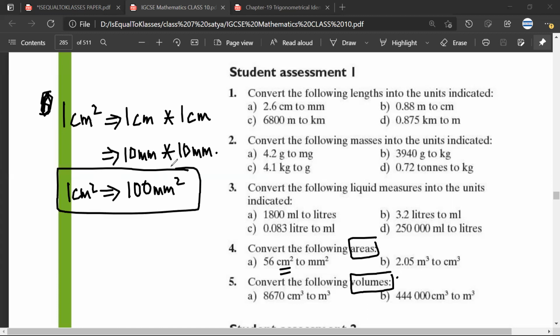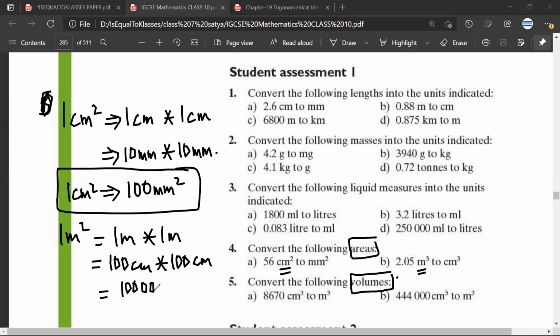Yes, sir. Okay. Similarly, if I have a conversion about meters, so 1 meter square is 1 meter into 1 meter, which is equal to 100 centimeter into 100 centimeter, which is equal to 10,000 centimeter square. Mr. Sarthak, any doubt? No, sir. Satya, any doubt? No, sir.